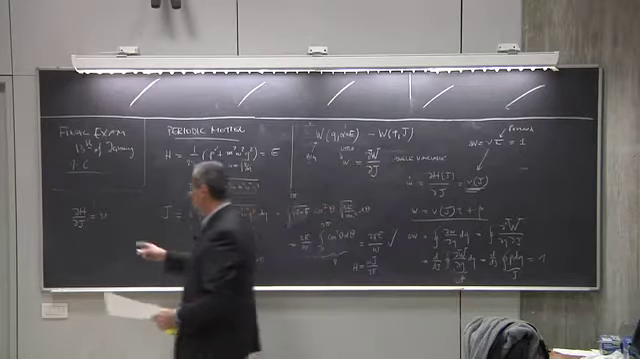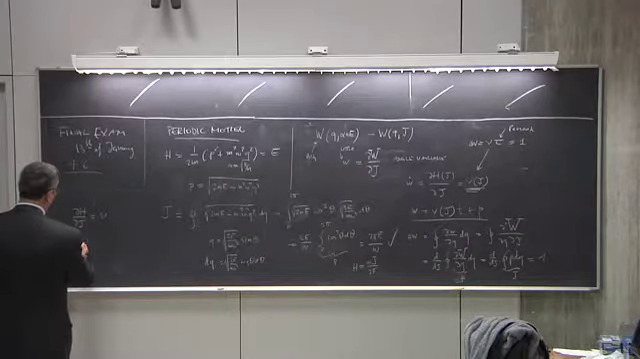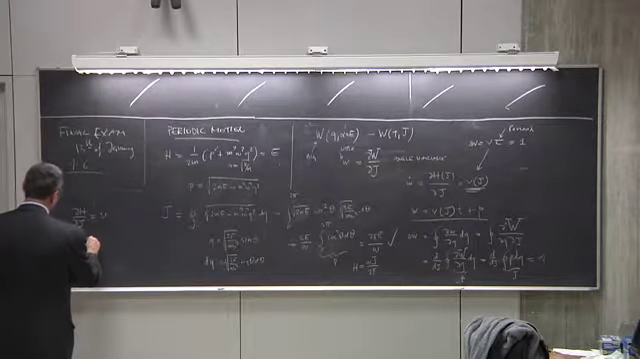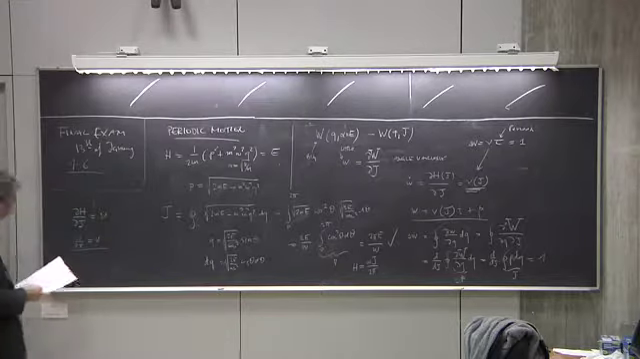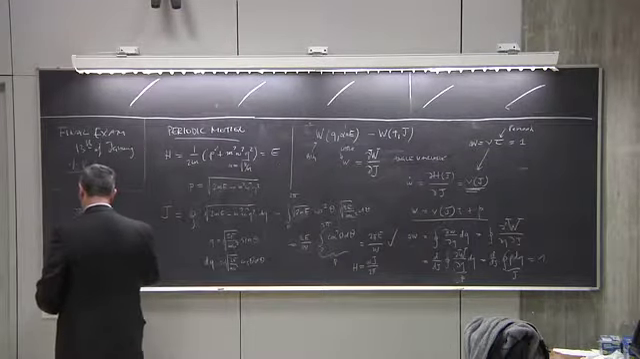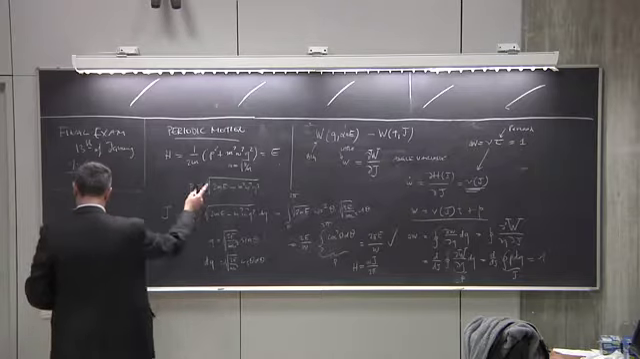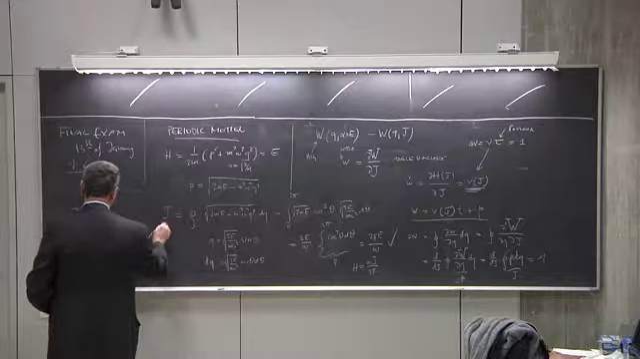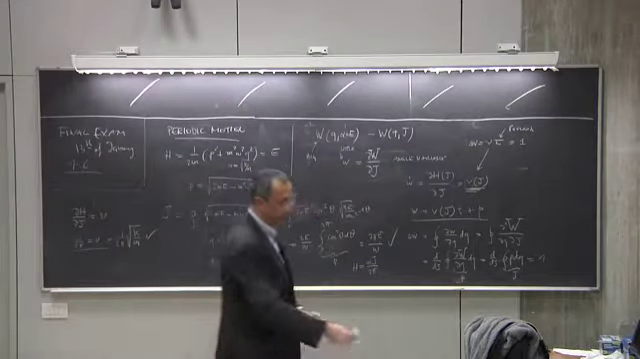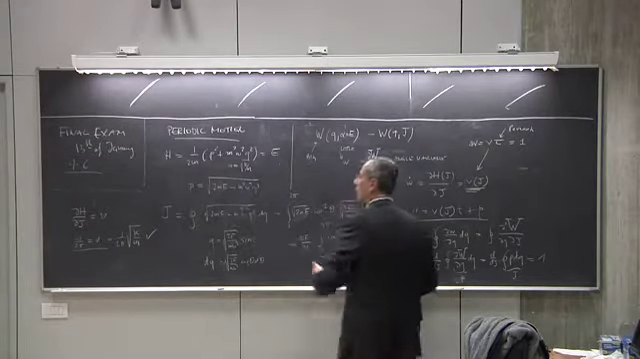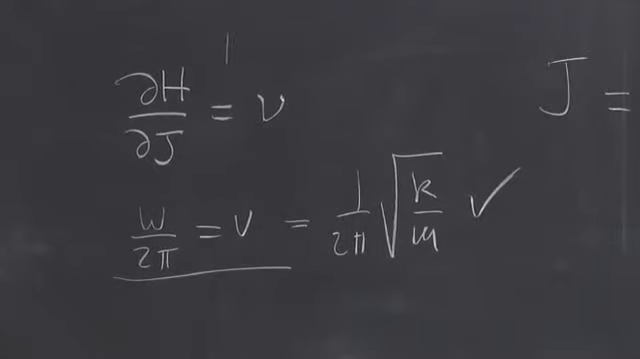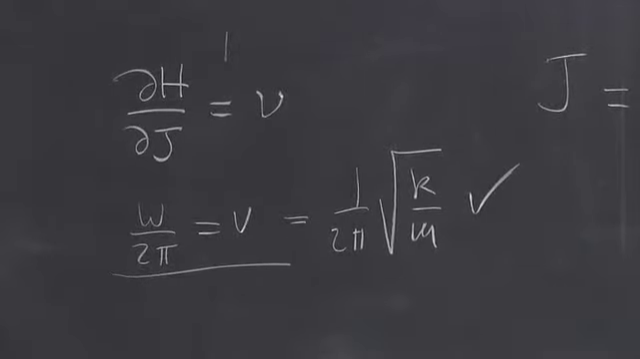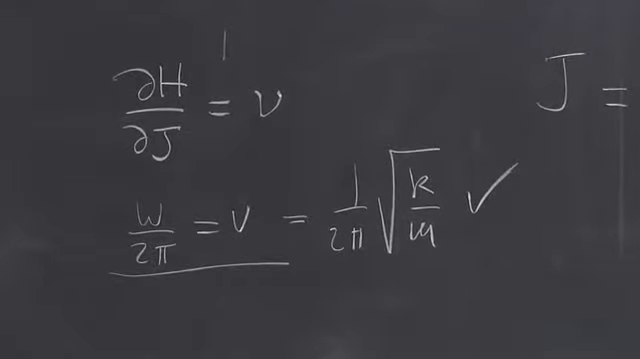right? If I take the derivative, I get omega divided by 2 pi, that is, in fact, the frequency of the motion. Or in other words, omega is 1 over 2 pi, square root of k over m. Okay, so I've rediscovered what I already knew, but this was just a very simple example. And now I want to apply this technique to Kepler's problem, okay?